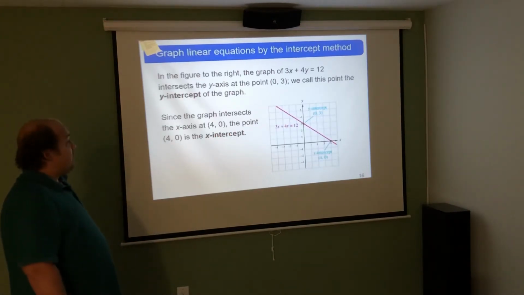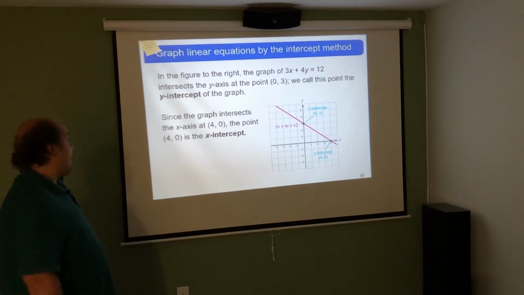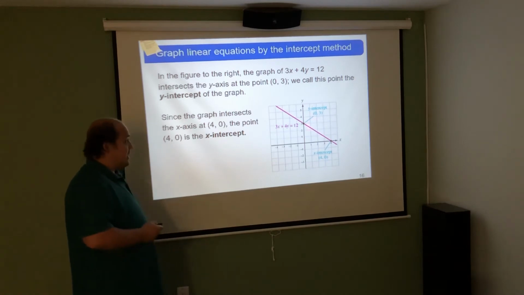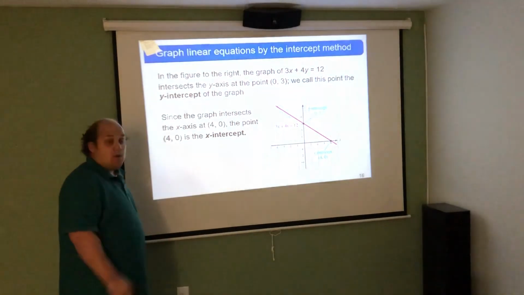So in the figure to the right, the graph of 3x plus 4y equals 12. Notice that it has an intercept at the point 0, 3, and it has an intercept at the point 4, 0. By connecting just those 2 points, we can graph the line. So looking at the graph, we can see where it crosses the y-axis, which is when x equals 0, and where it crosses the x-axis, which is when y equals 0.